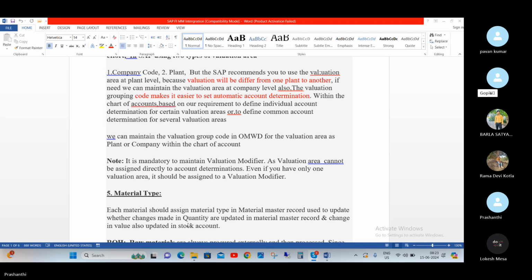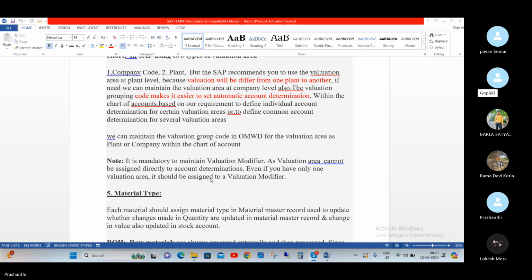Note, what is the note? It is mandatory to maintain the valuation modifier, as a valuation area cannot be assigned directly to the account determination. Without assigning that valuation modifier to the valuation areas there will be some impact. Even if you have only one valuation area, you should assign a particular valuation modifier. This is a must, and we need to maintain it before doing the account determination.